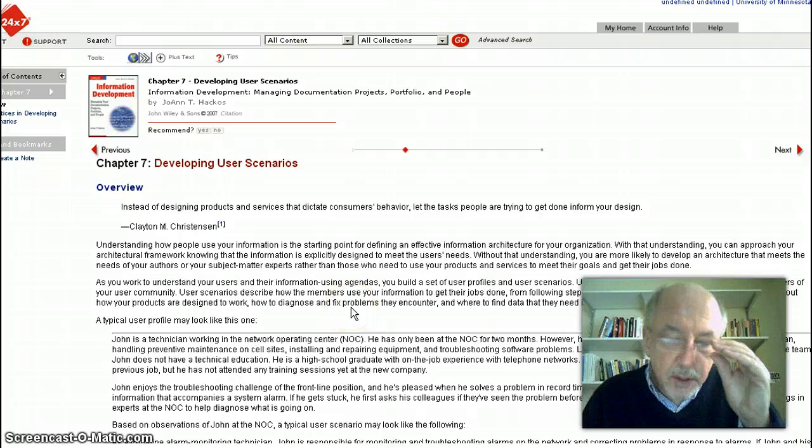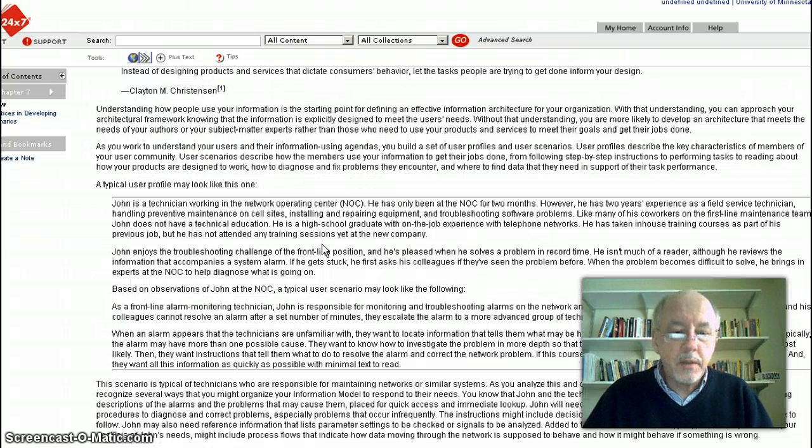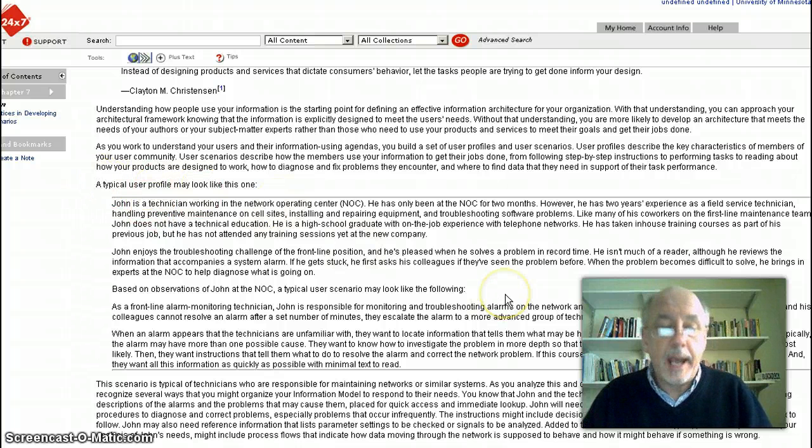And finally here, which is the last topic I'll discuss in this session, is developing user scenarios by looking at Chapter 7. If you haven't already read this chapter, please do so. You will find several bits of information that will help you be productive this week. A typical user scenario, it says here, may look like this, and the scenario provides us a context in which a user is going to use documentation for setting up a network.